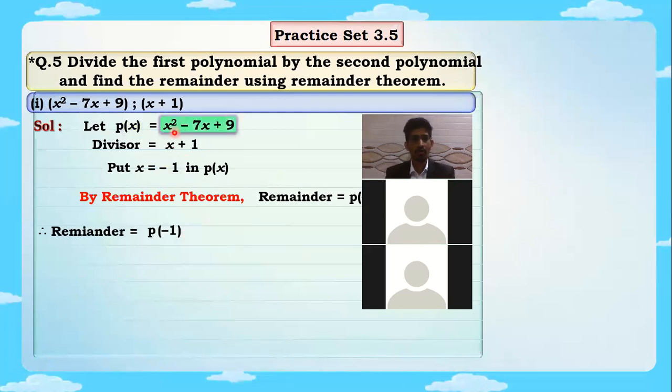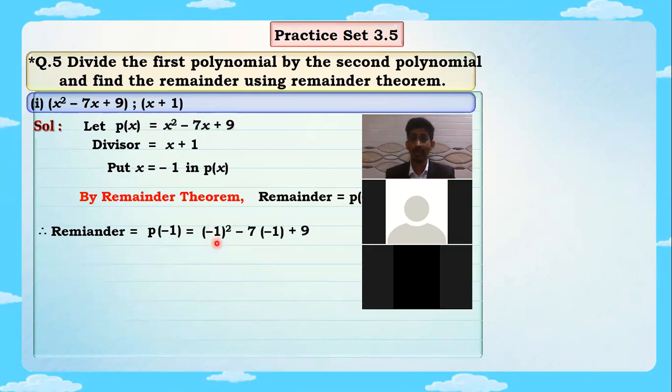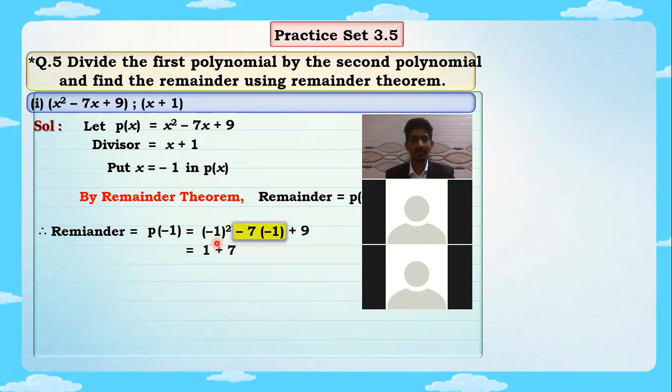So x squared means -1 squared, minus 7 into -1, plus 9. -1 squared is what? It is +1. Square of any number is always a positive number. Minus into minus is plus, so 7 ones are 7, plus 9. So 1 plus 7 plus 9 that gives you 17.